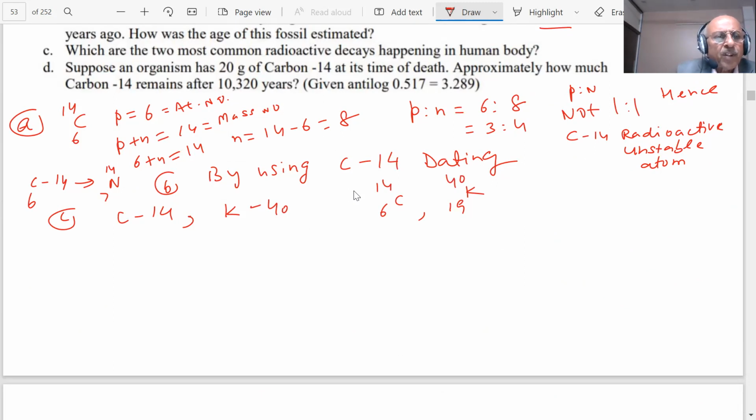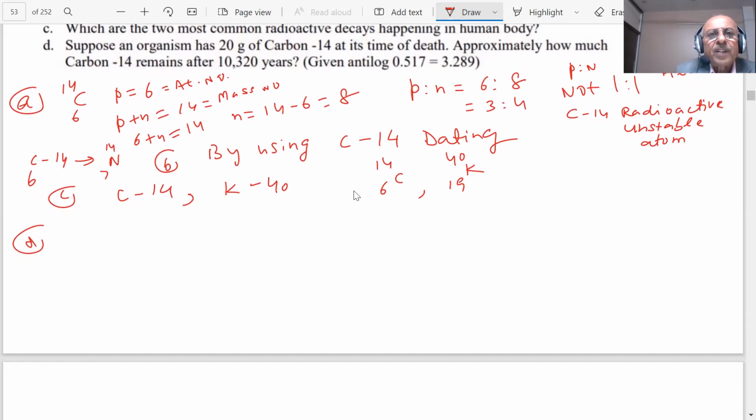Now the next question is coming, student. It says, suppose an organism has 20 gram of carbon. How much? 20 gram of C14 isotope. This is my original concentration, at the time of death. He says how much C14 remains after 10,000 years.